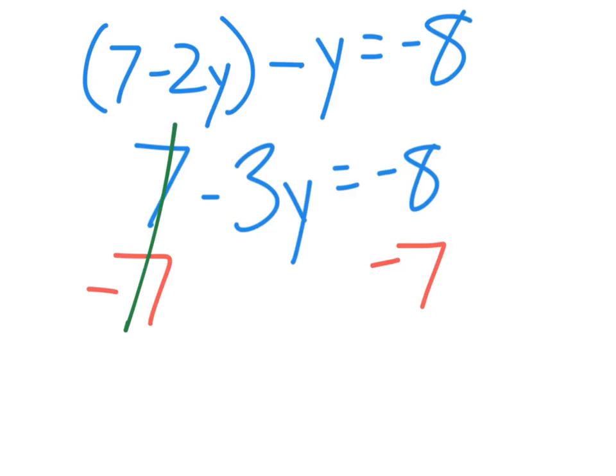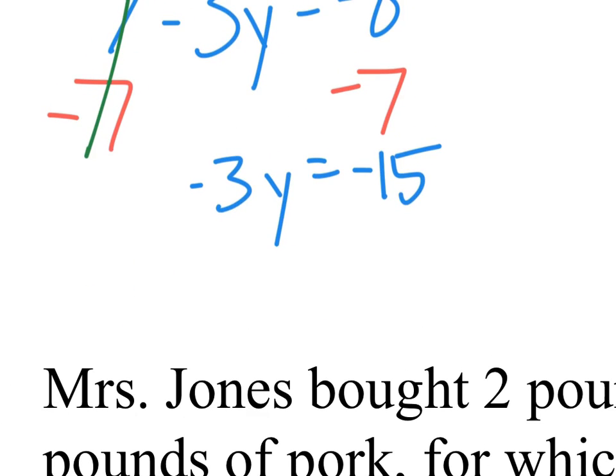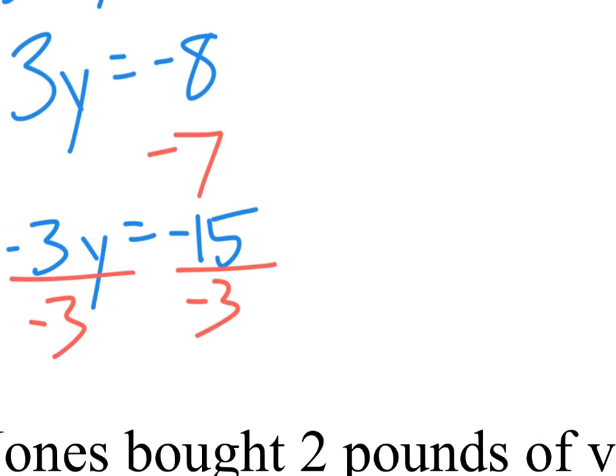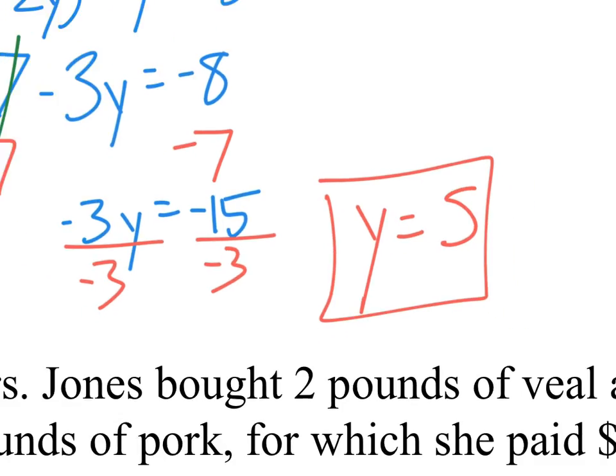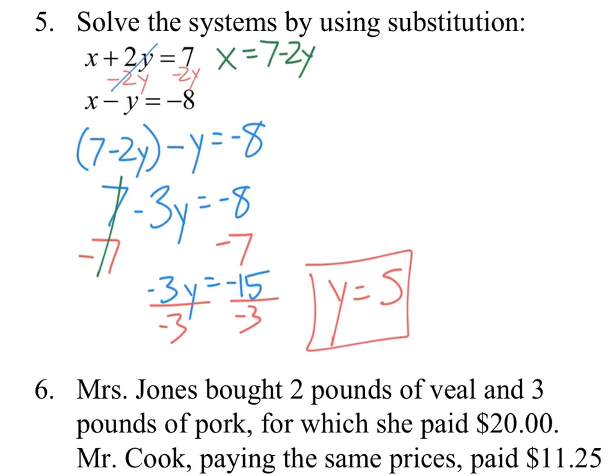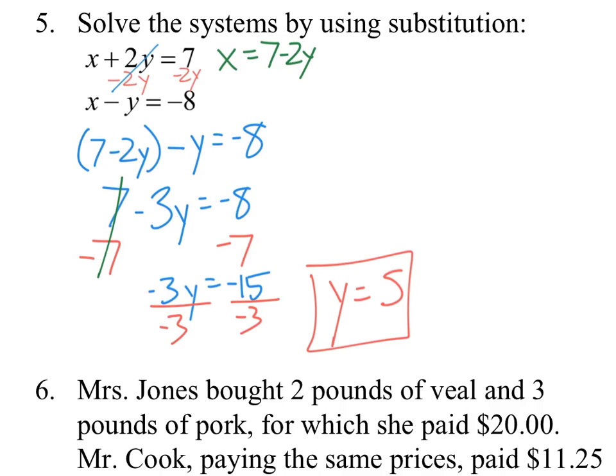7's, of course, cancel out, and we're left with -3y equals -15. So close. We're going to need to divide both sides by -3. And when you do, y is going to be what? +5. Great. So we still need to figure out the value of x. We've got to plug it into one of these equations.